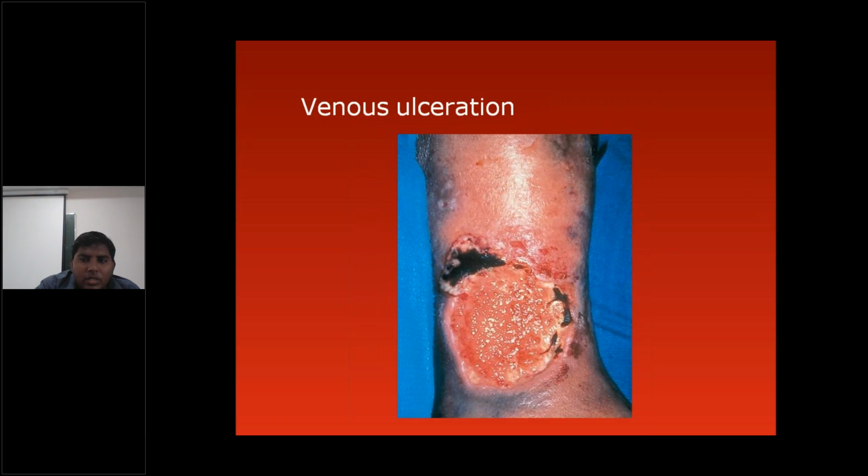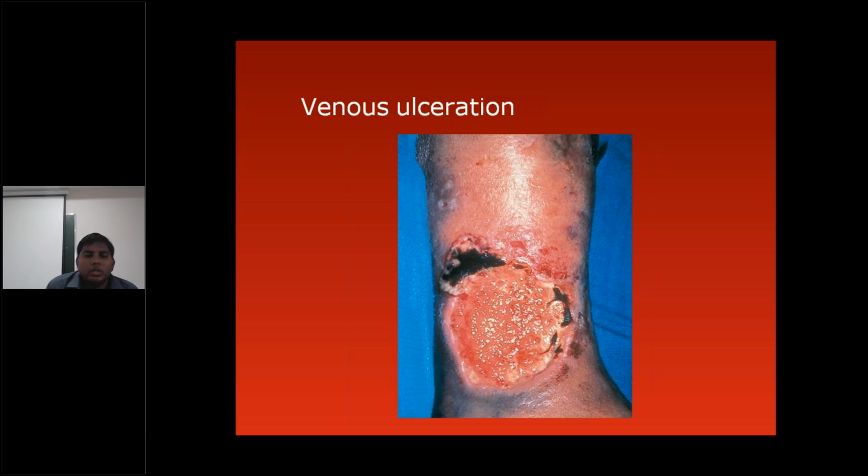So this is the typical picture of a venous ulcer. The common site involved is the gaiter region, above the medial malleolus. It commonly overlies the main line of perforators from superficial to deep veins. The entire line is known as Linton's line of perforators.